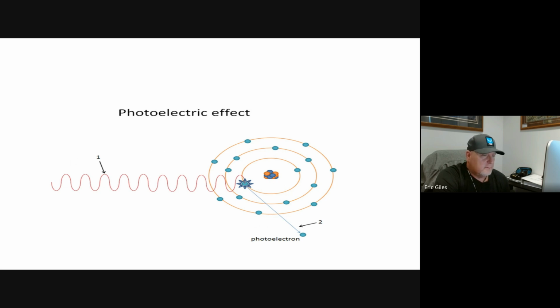And then one of the electrons from one of the upper shells drops down into that shell to make that atom whole again. Okay, all right, photoelectric effect.